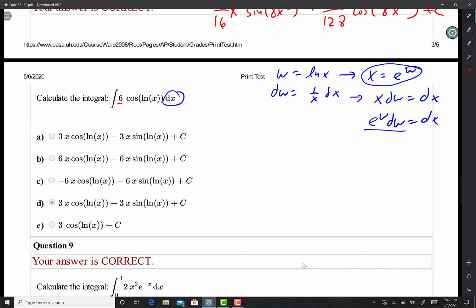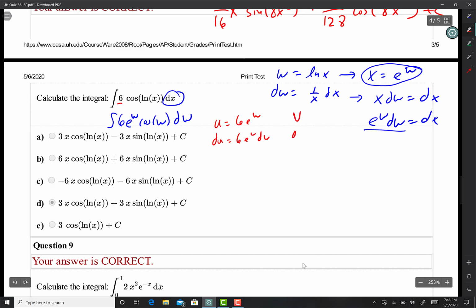So here's what I now have. This statement here is equivalent to 6 e to the w cosine w dw. Okay, so as long as we know that those are equivalent. All right, now here we go. Now I'm going to do my u sub, guys. I'm going to say that u is equal to 6e to the w. So du is going to be 6e to the w dw. And dv is cosine w dw. It's left over right here. So that means v has to be sine w.